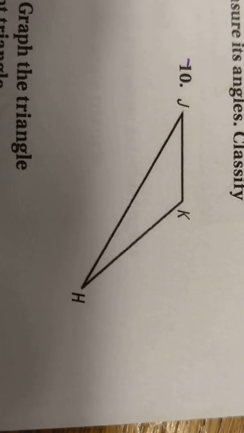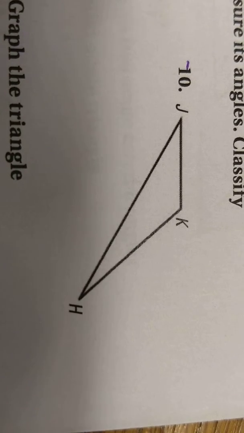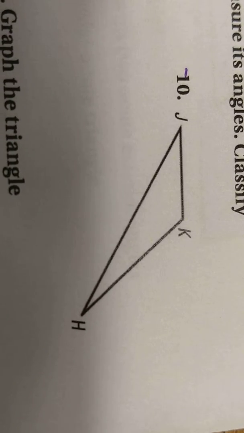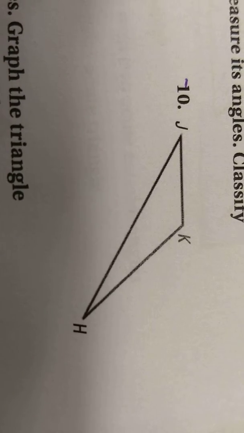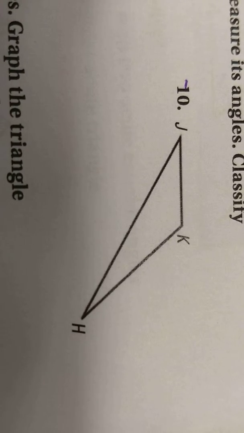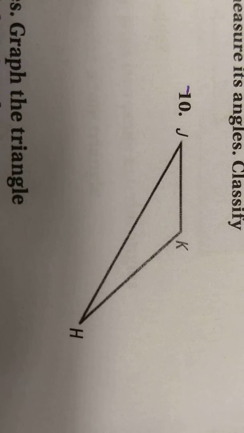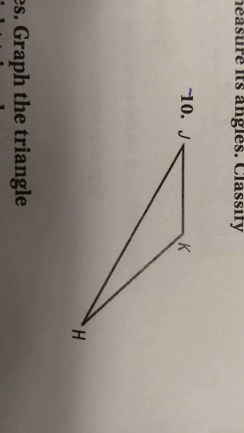And then moving on to this one as well, if I'm trying to classify this by its sides, there's nothing indicating that any of the sides are congruent. So therefore, at least based on the information given, I would consider this to be a scalene triangle, because I don't know of any congruent sides.